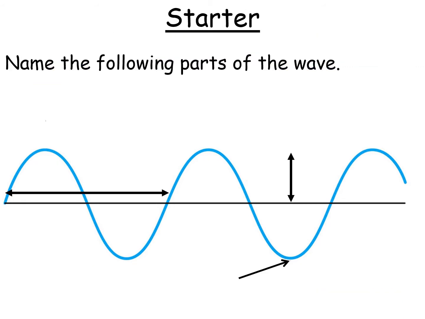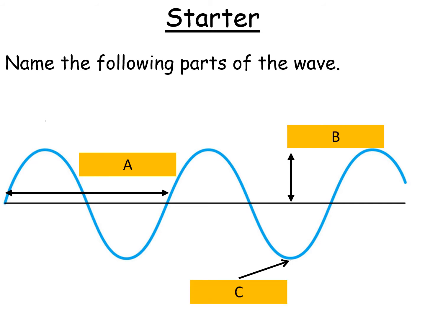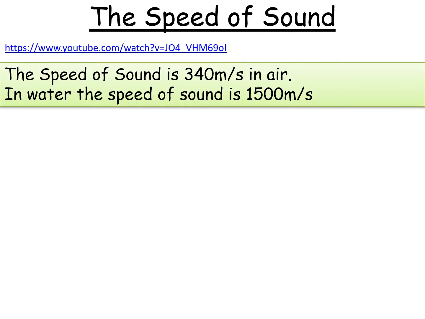Now, can you try naming the following bits? Pause the video and have a wee go of it, and then I'll tell you the answers. Okay, so hopefully you got the following. A is the wavelength, B is the amplitude, and C is the trough.